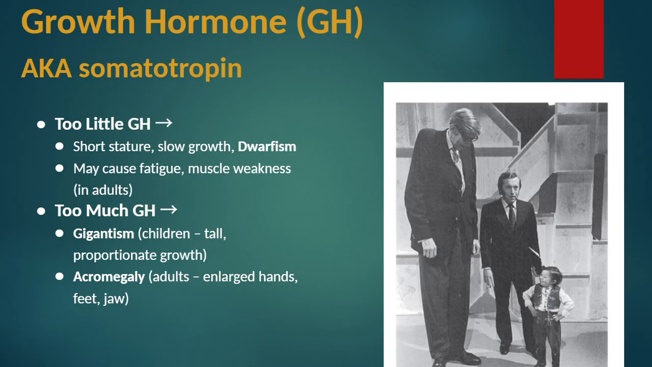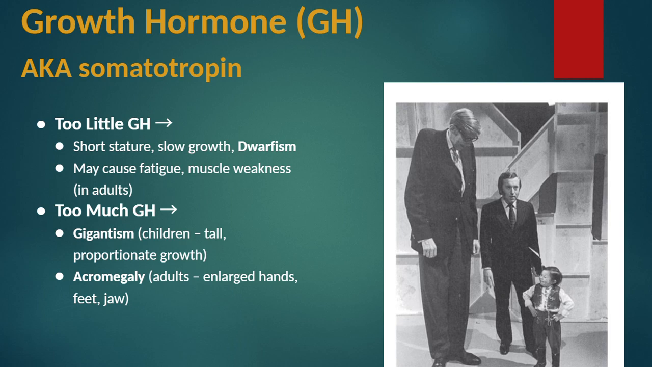When the body produces too little growth hormone, children fail to reach their expected height. This condition is called dwarfism or growth hormone deficiency, and it results in short stature, slowed growth, and immature facial features. In adults, growth hormone deficiency can lead to fatigue, muscle weakness, decreased bone density, and poor quality of life because growth hormone plays a role in maintaining muscle mass and metabolism even after growth stops.